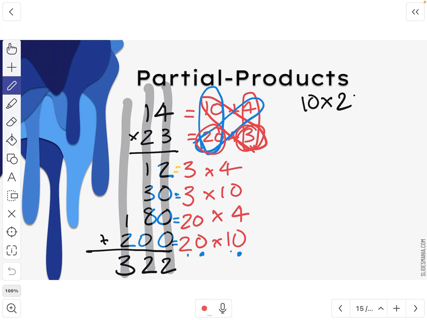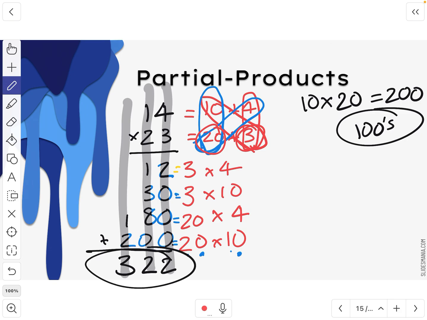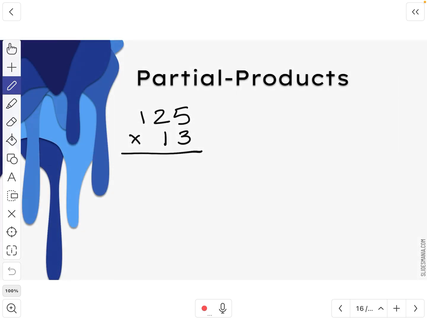23 is about 20, so 10 times 20 equals 200, or hundreds. That's my estimate. And look, my answer's in the hundreds, so I probably did it right. All right, let's do it again over here.